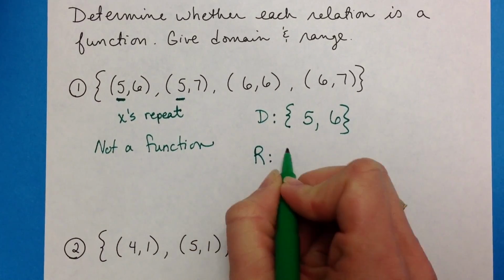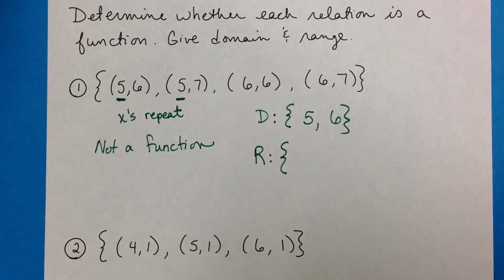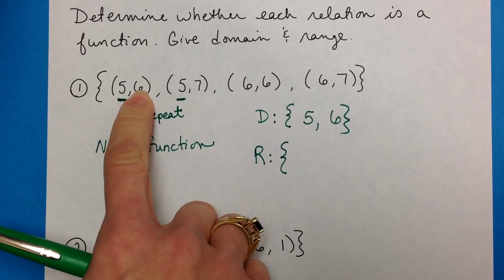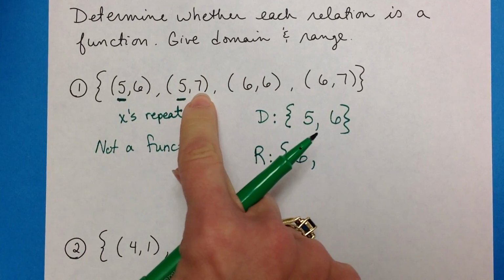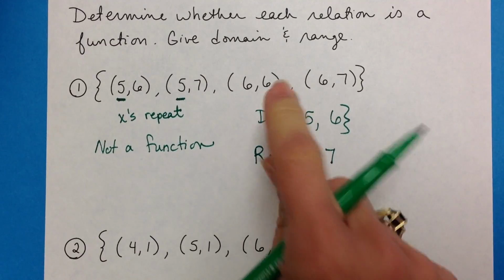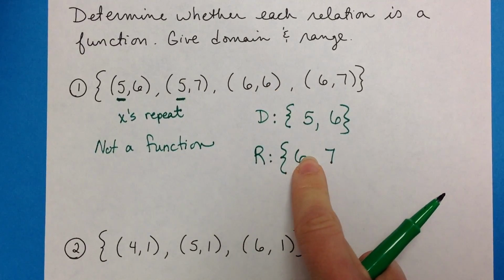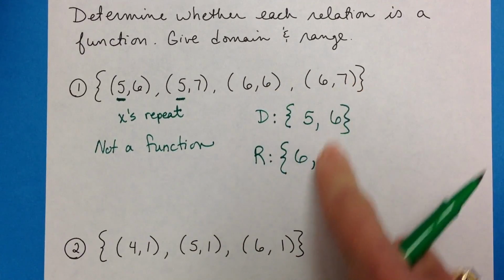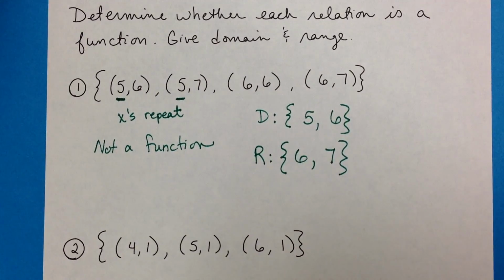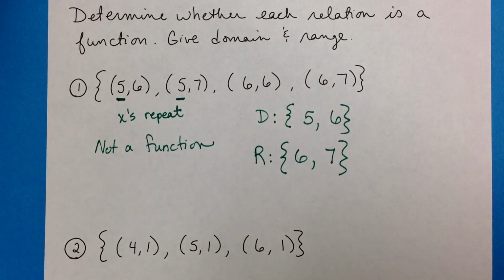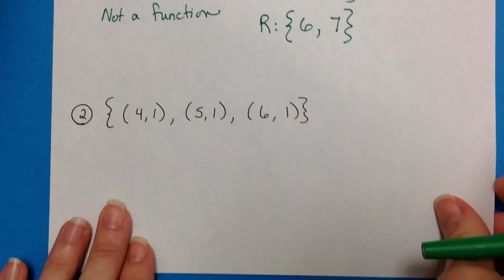Now, range is your y values. So here I have a y value of 6, and then I have a y value of 7. But then I have another 6, which I already have listed, and another 7, which I already have listed. So just like I said a while ago, you don't write a number multiple times when you're listing your domain and your range.